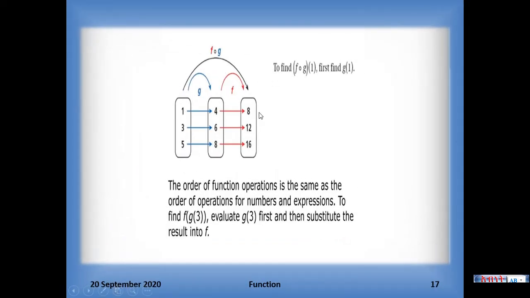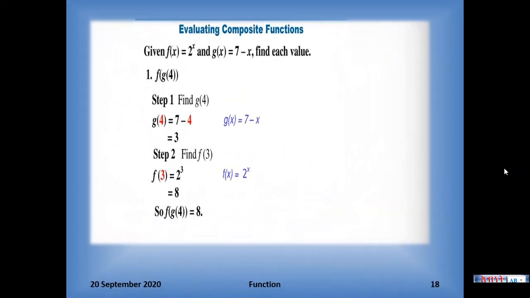To visualize it and understand it best, let us see this example. The order of function operations is the same as the order of operations for numbers and expressions. For example, find f∘g of 3. First you have to evaluate g of 3. g of 3 is 6. Then f of 6 is what? 12. So this is called a composition of functions.